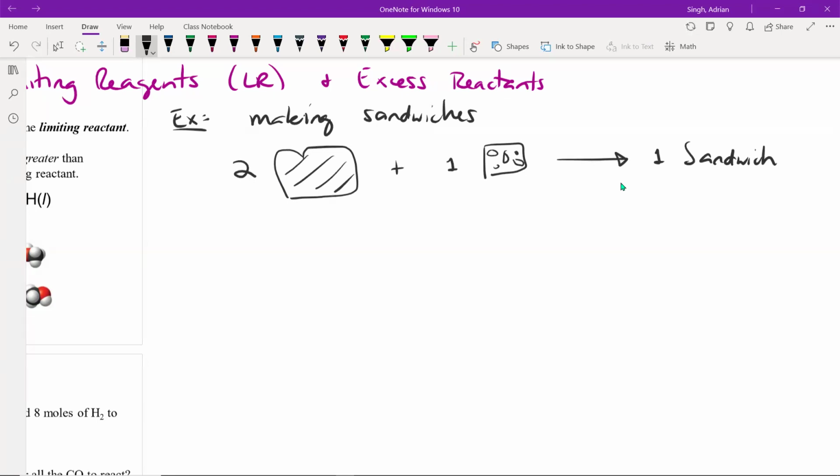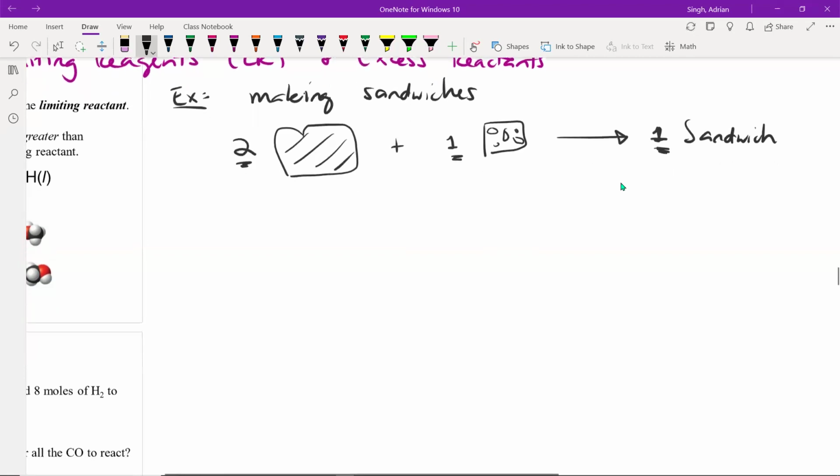In order to make 1 sandwich, we need 2 slices of bread, 1 slice of cheese. So we have in essence a mole-to-mole ratio, right? 2 to 1 to 1. It's not obviously moles here. It's the number of slices of bread, number of slices of cheese, and the number of sandwiches that we get. So let's say I know how to make my sandwiches. This is the recipe I'm going to follow. I go to the pantry and I look and see what I have. I look in my fridge and what I have to work with are the following.